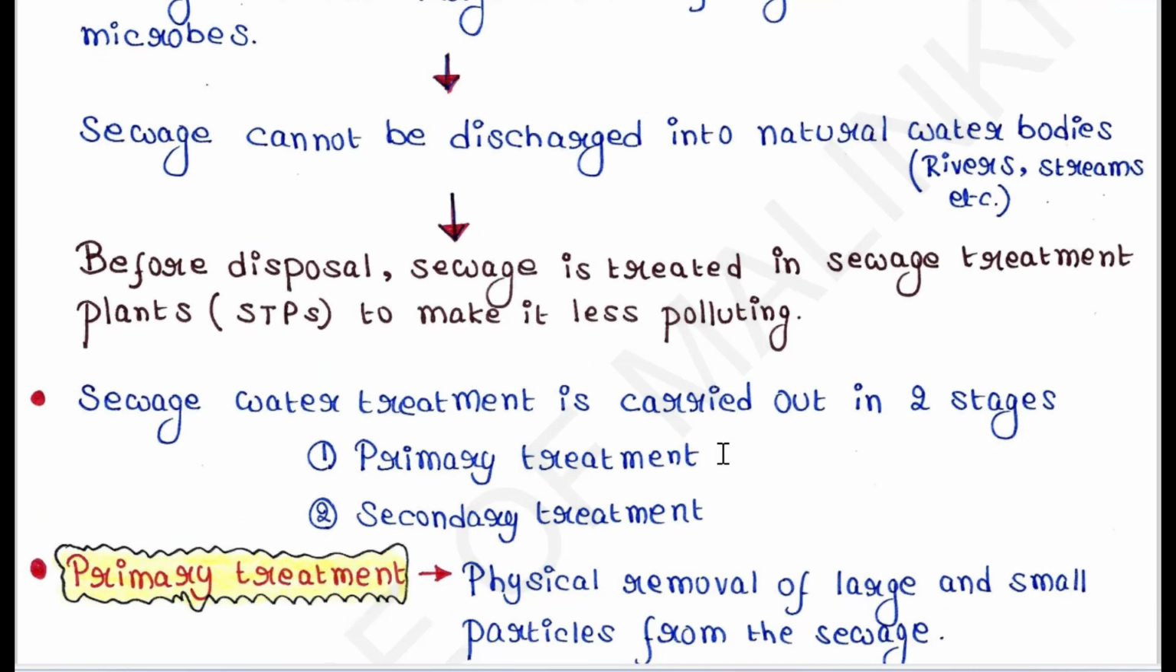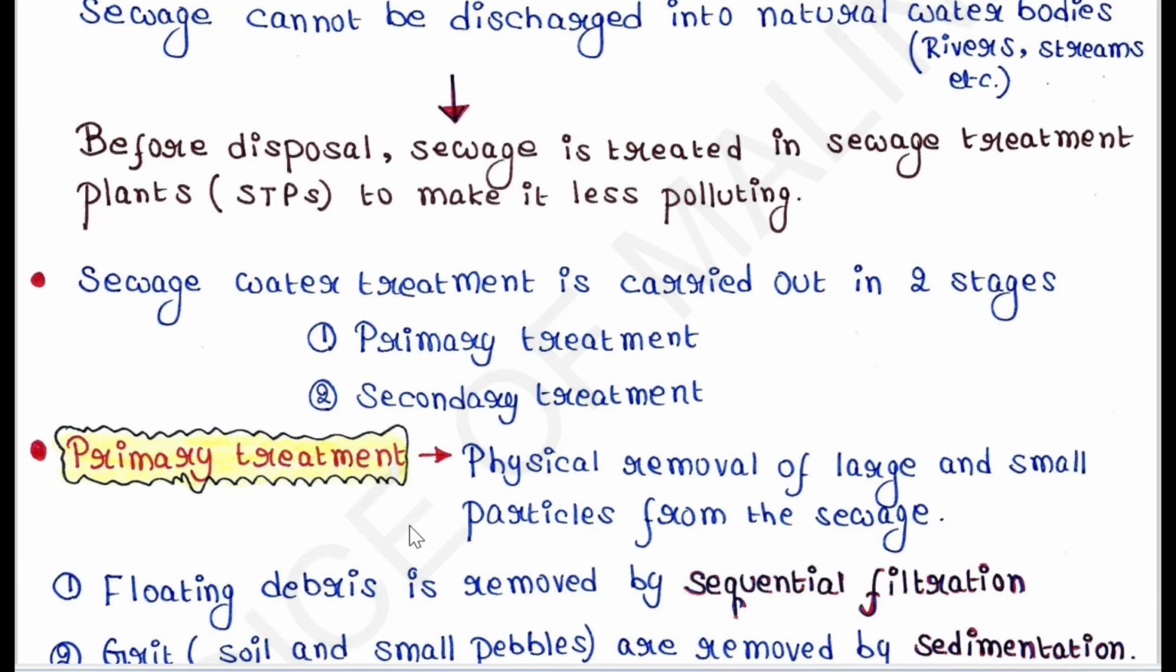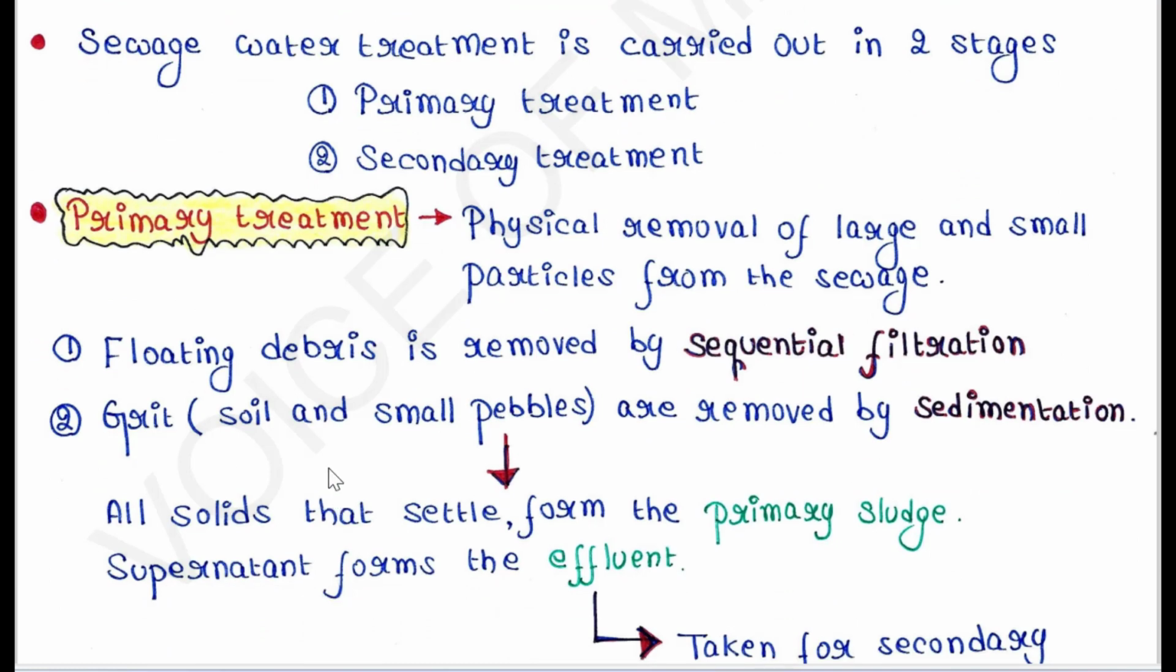Sewage water treatment is carried out in two stages, primary treatment and secondary treatment. Primary treatment is mainly the physical removal of large and small particles from the sewage. So, how can we perform this primary treatment? It has the following steps. First, the floating debris in water is removed by simple filtration, that is called sequential filtration.